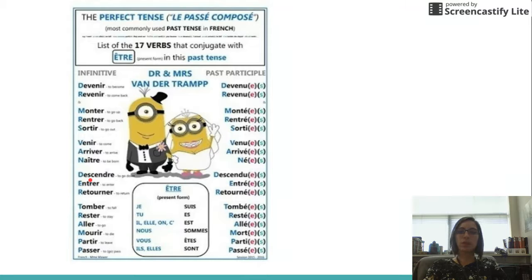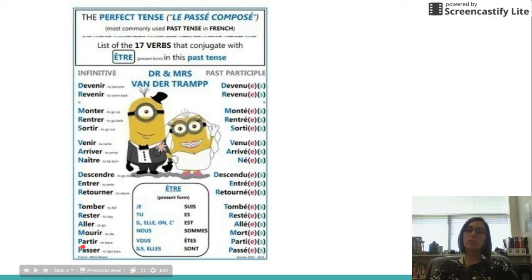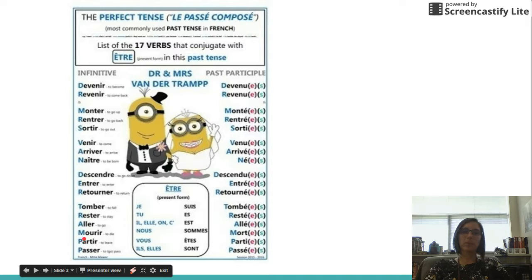Descendre means to descend or to go down. Entrer means to enter. Retourner means to return, so when you're returning to a location. Tomber means to fall. Rester means to stay, if you think about resting in a place or staying there. Aller, we've already learned, means to go. Mourir means to die. Think of things being morbid, mourir. And then partir is to leave, to depart. And passer is to go by.